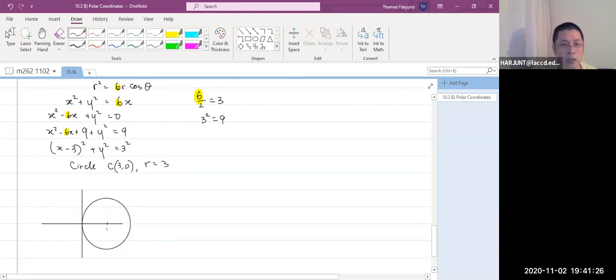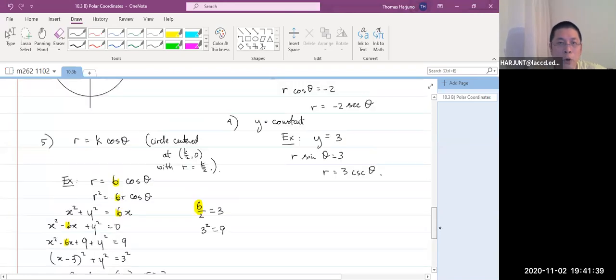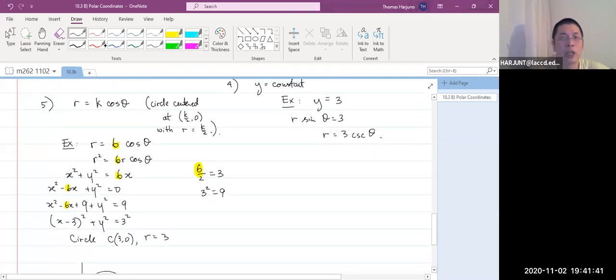Okay, the center is (3, 0), and the radius is 3 because it touched the origin. Now, before I go on further, I would like to make a note, and this note is important.